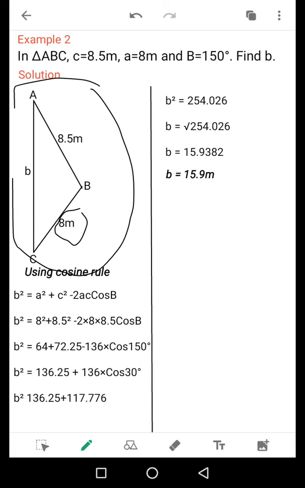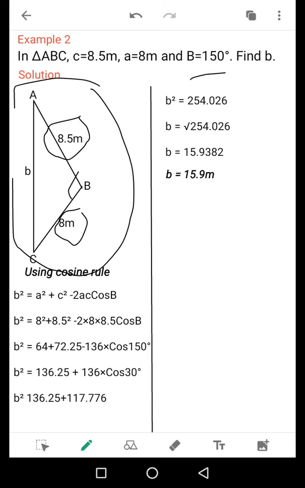Distance C is 8.5 meters, and that is it here. So we are looking for distance B, and don't forget we have angle B. Angle B is given from the question.